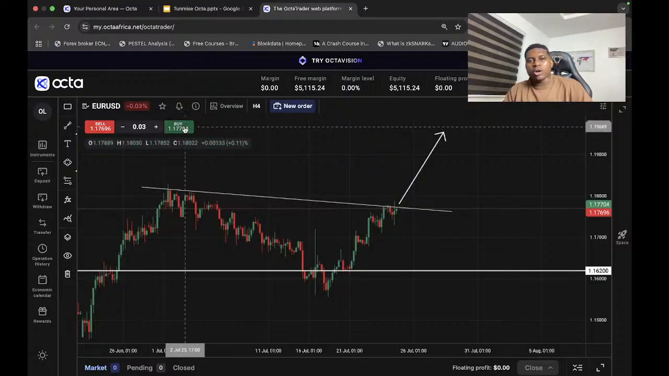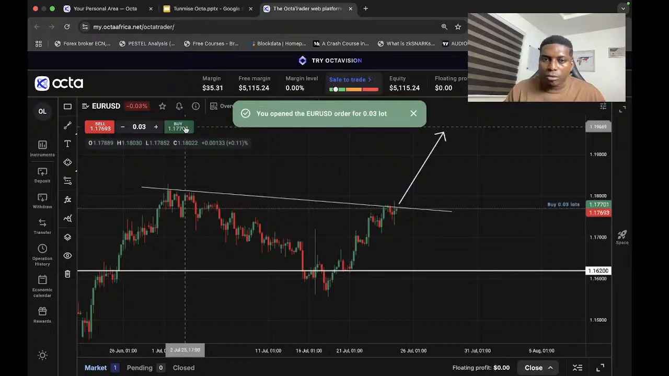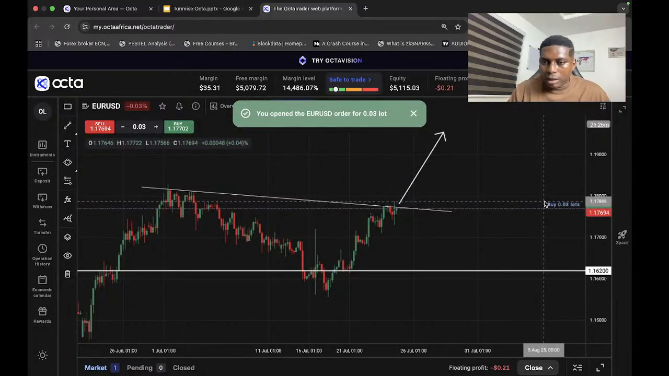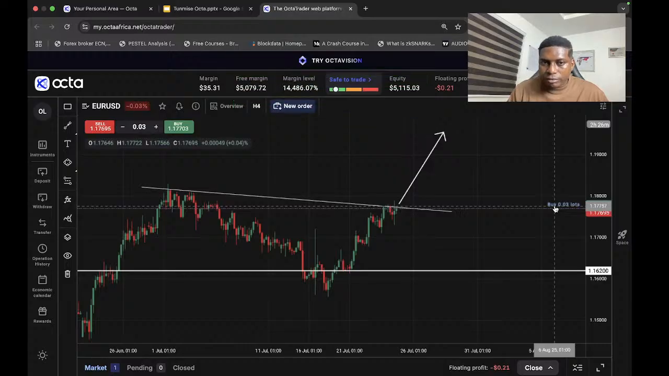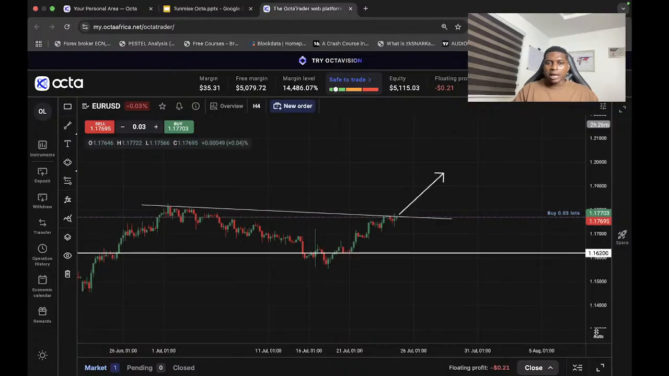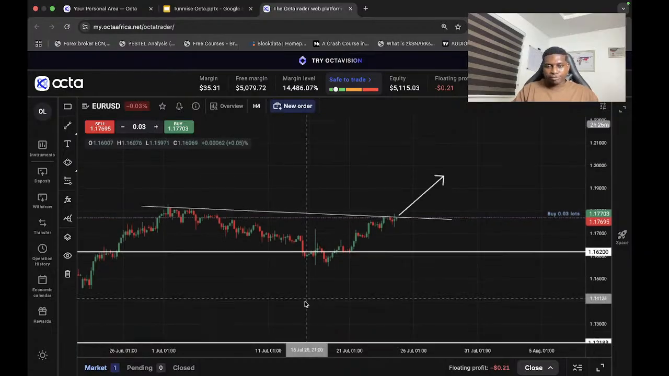All right, because I want to buy at the current market price, because I believe that Euro USD would keep going up, so I click on my buy order. So currently now I have my buy order. Now I want to set my stop loss.